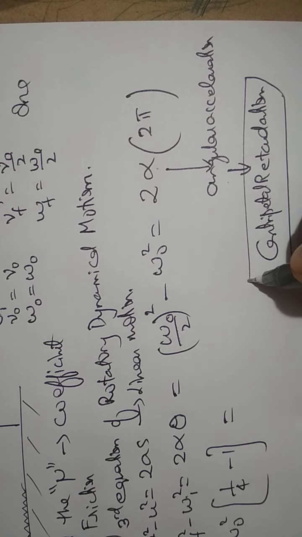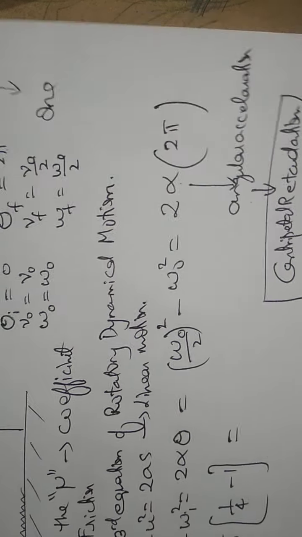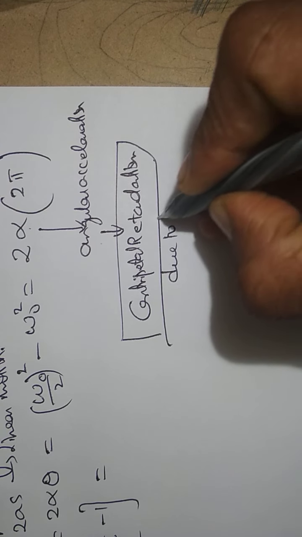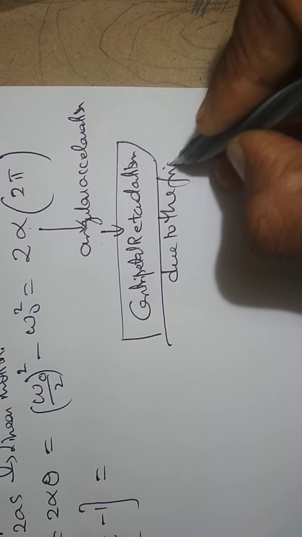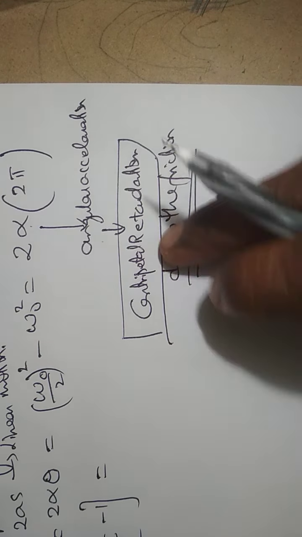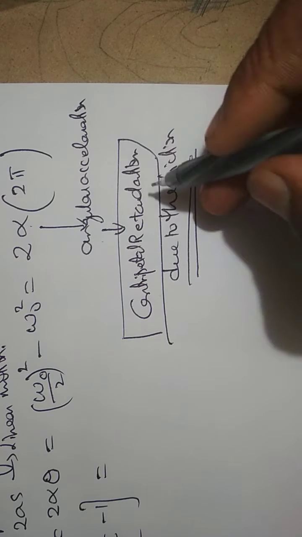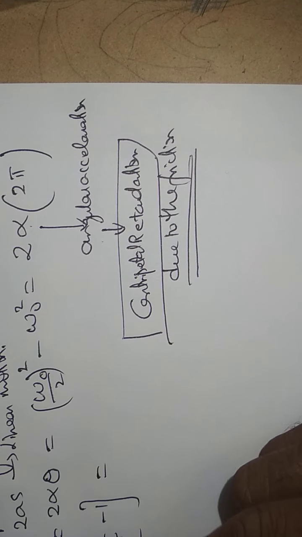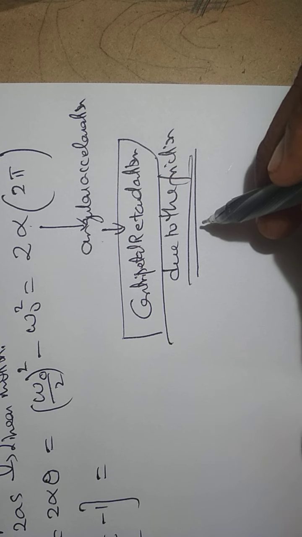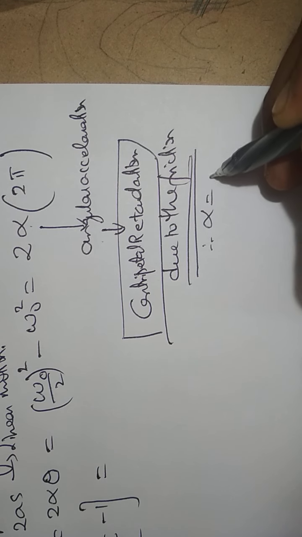Centripetal retardation. Why is it centripetal retardation? Because of the friction. It is the friction that gives the centripetal retardation, which is reducing its angular velocity from omega naught to omega naught by 2. So it will be negative, and therefore alpha will be negative.